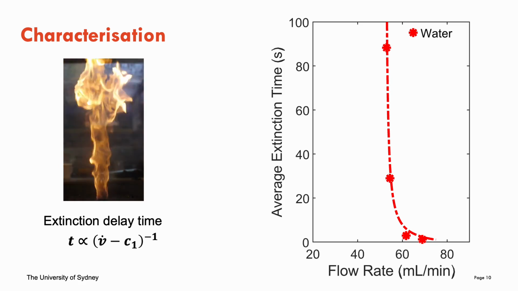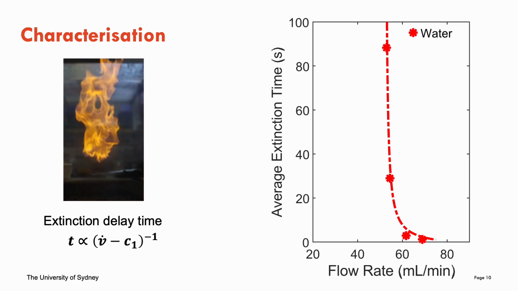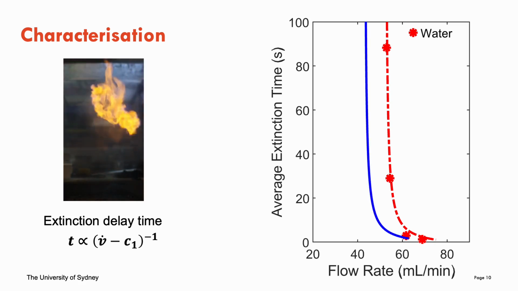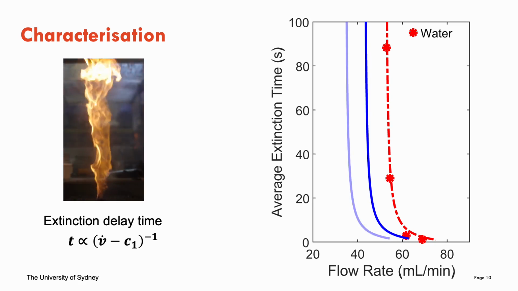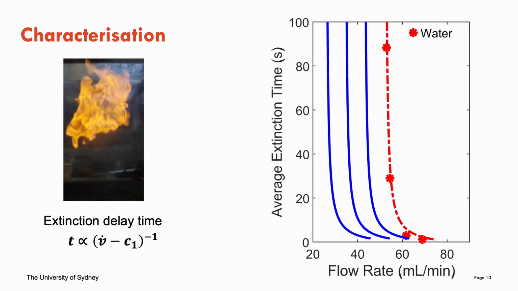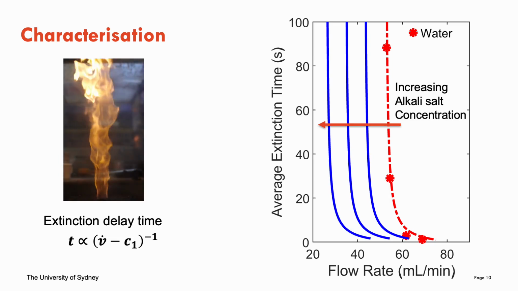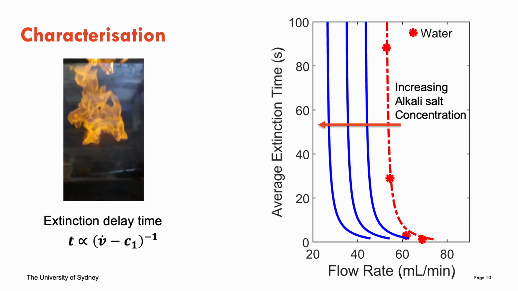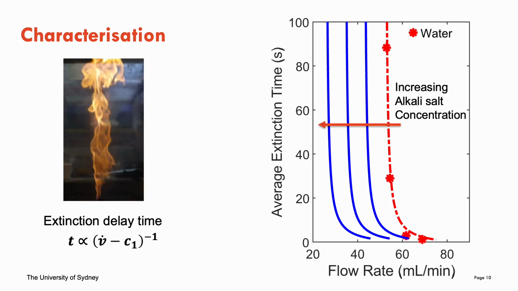And what happens if we add inhibitor in the water mist? We can see that the curves essentially translate to the left but maintain the same profile. What if we add more salt in the water mist? So what we see is with increasing alkali salt concentration, whether it be potassium bicarbonate or sodium bicarbonate, these curves essentially translate to the left.